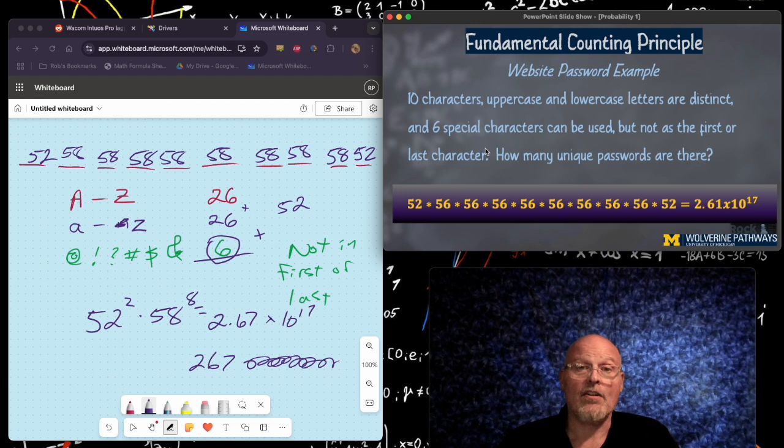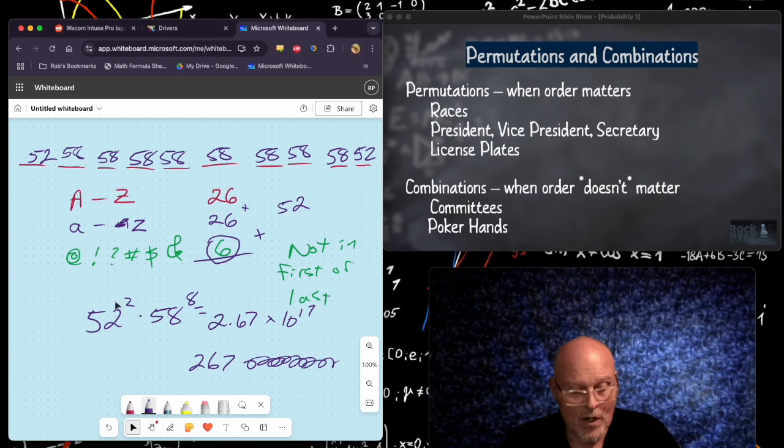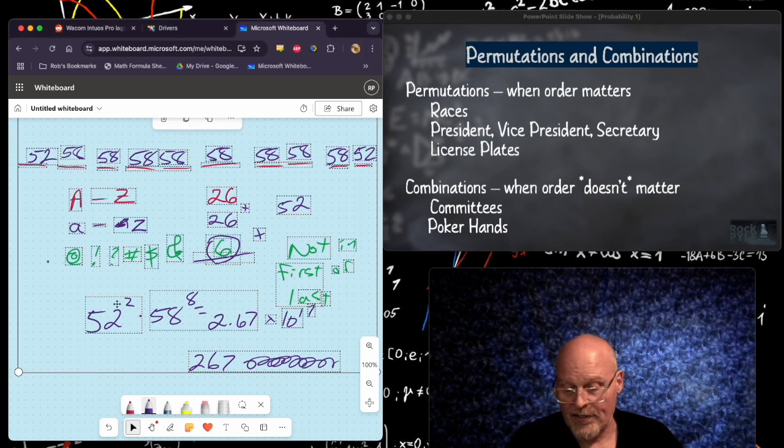Hopefully that makes sense, so that we generally multiply the different options that we get in order to find out how many different possibilities there are. And we're going to use that for the rest of probability and statistics. All right. So what are permutations and combinations?